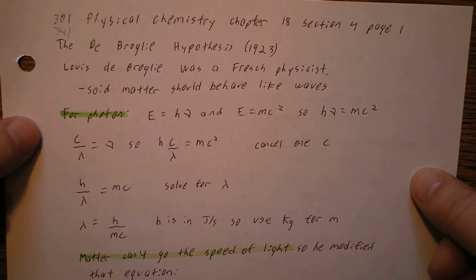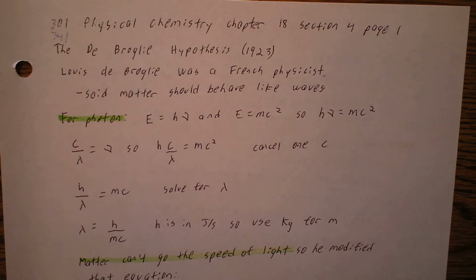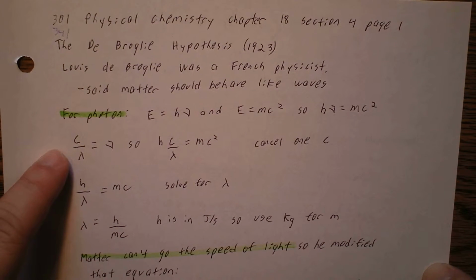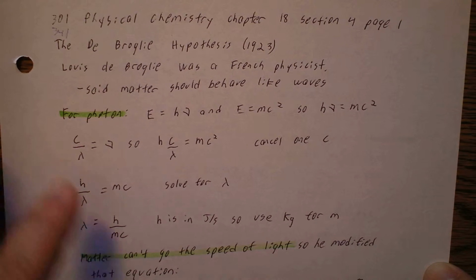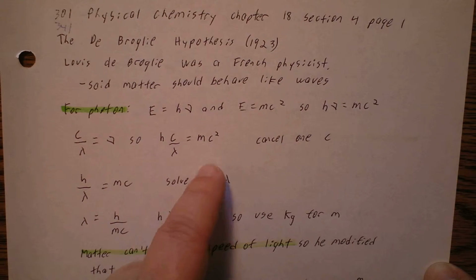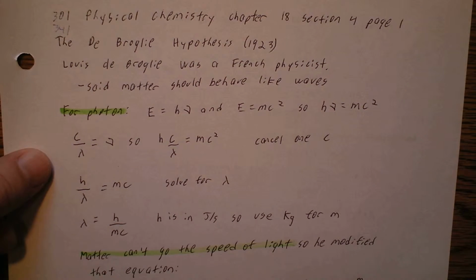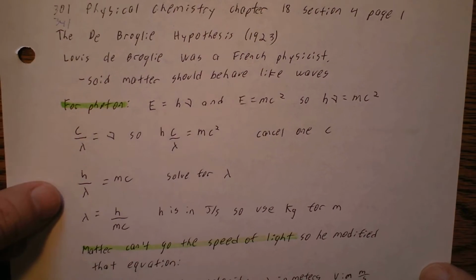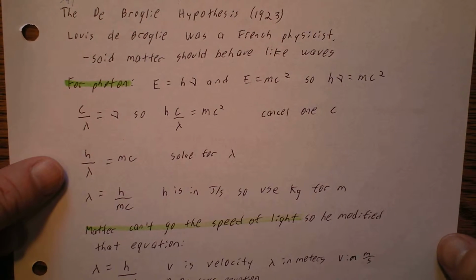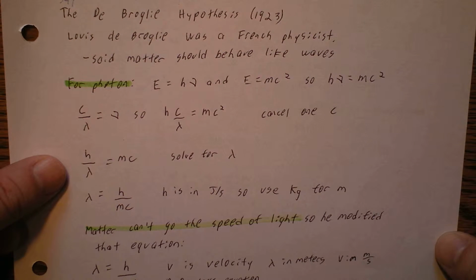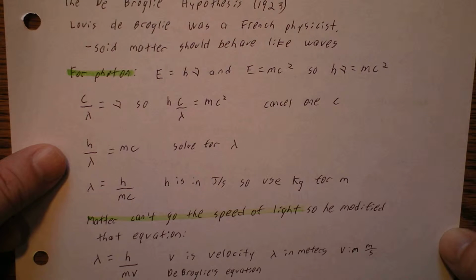Now let's talk about a photon. We said before E is equal to h nu, where h is Planck's constant and nu is the frequency. Also, energy is equal to mc squared. Therefore, h nu is equal to mc squared. Now, c over lambda is equal to nu, so hc over lambda is equal to mc squared. Notice you can cancel out one c. So we get Planck's constant over the wavelength is equal to mass times celeritas, the speed of light.